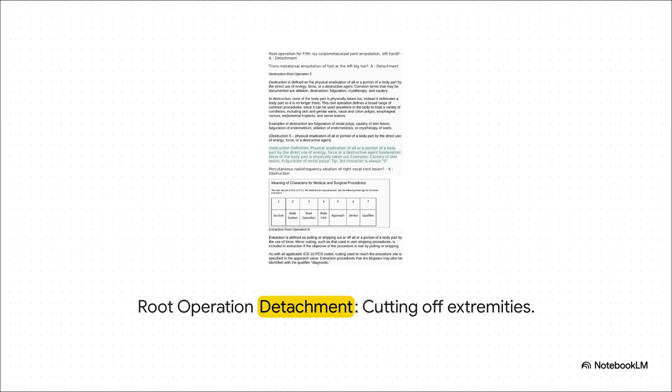Let's look at how we classify amputations. According to the ICD-10-PCS guidelines, detachment is defined specifically as cutting off all or a portion of the upper or lower extremities. For example, a transmetatarsal amputation of the foot at the left big toe, or a fifth-ray carpometacarpal joint amputation of the hand, both of those code directly to detachment. It's a highly specific root operation, and it's reserved exclusively for extremities.